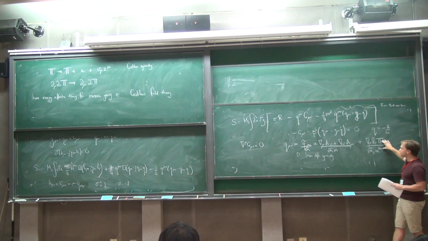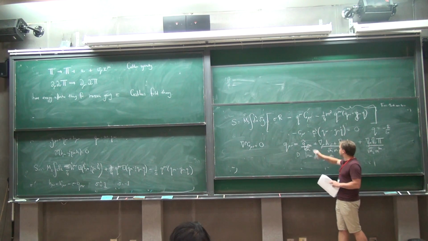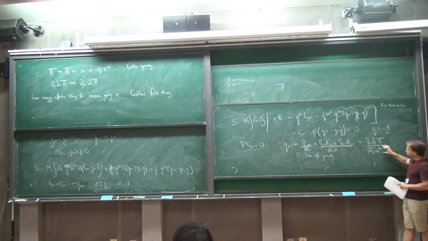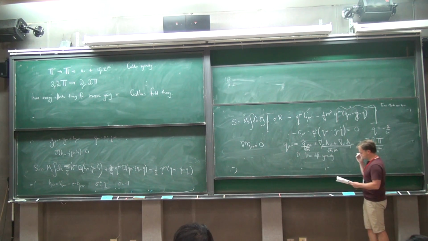The Stuckelberg 0 mode has a 1 over m squared, the Stuckelberg 1 mode has a 1 over m, the Stuckelberg 2 mode doesn't have anything. And so just as before, as m goes to 0, this guy will be the one that gives the dominant interactions in the mass term.